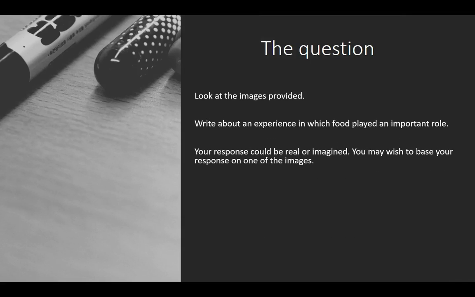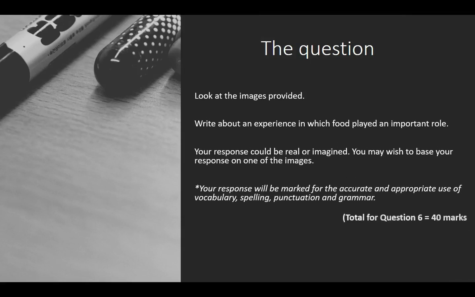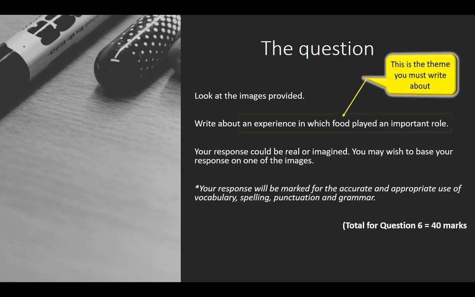So if we revisit question 6, and have a look at what question 6 is asking us to do. It starts by asking us to look at the image, and then it gives us the theme. So as I said, you need to identify the theme or the topic or the focus of the particular task you've chosen to do, and here it's an experience in which food played an important role.